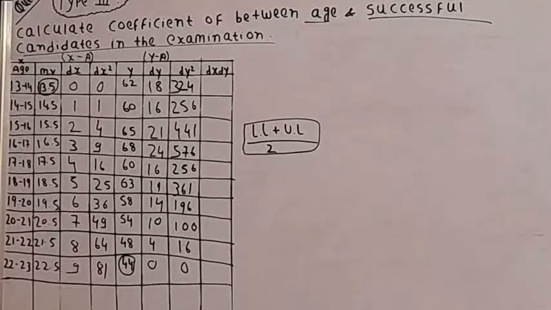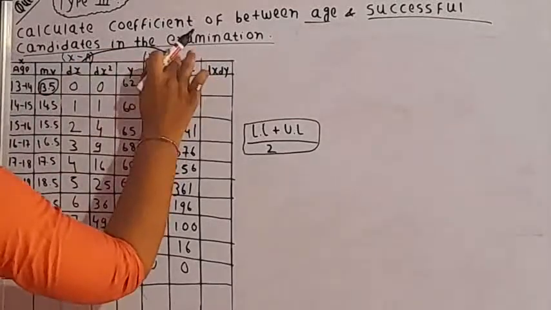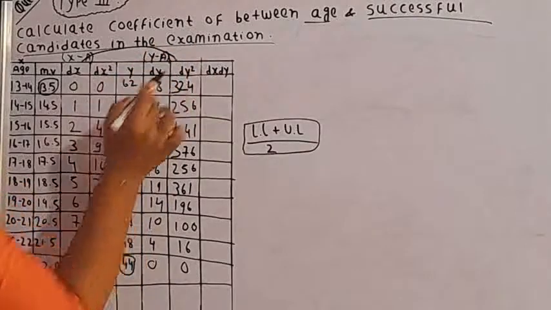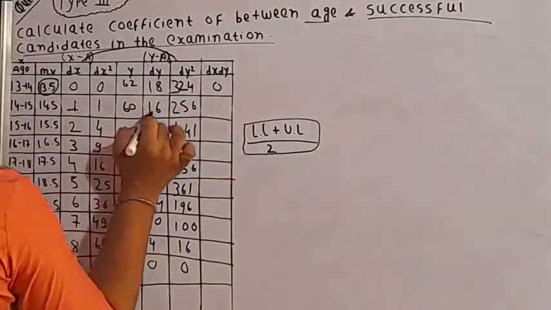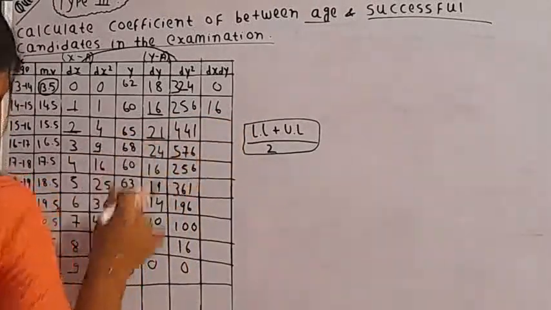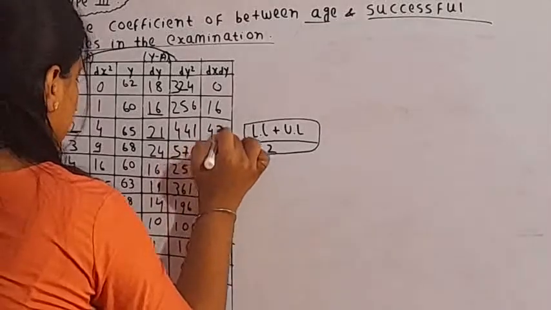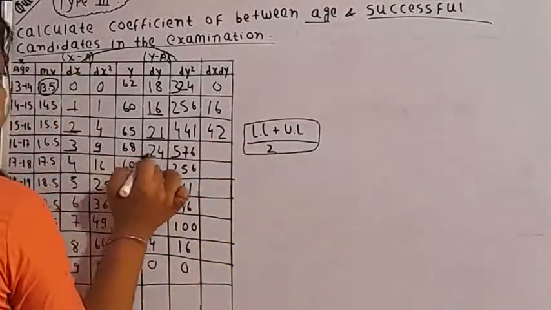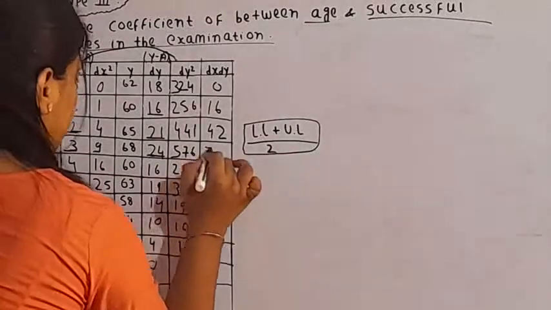We have to calculate dx into dy. Means this column into this column. Okay, dx into dy. So 0 into 18, 0. Then 1 into 16, 16. Then 2 into 21, 42. Then 3 into 24, 72.